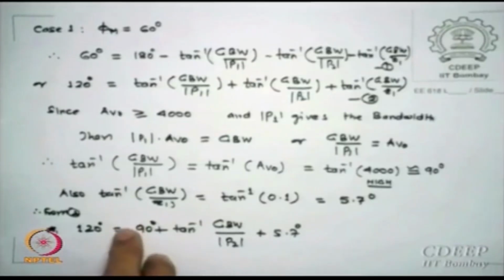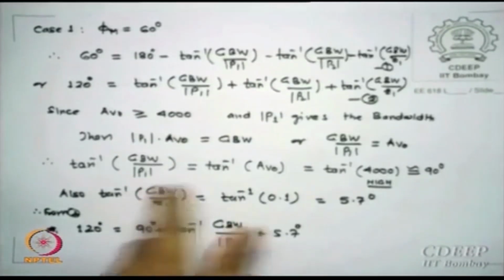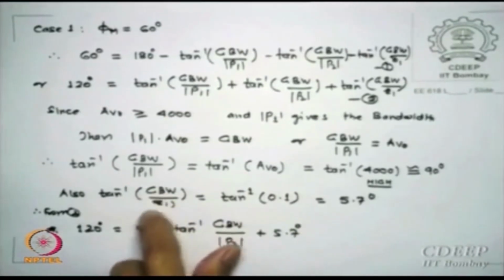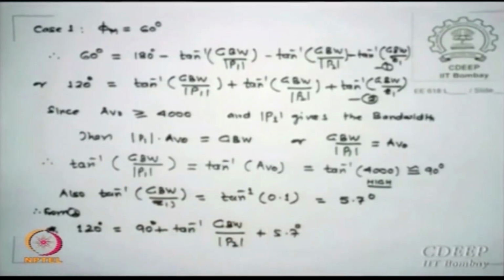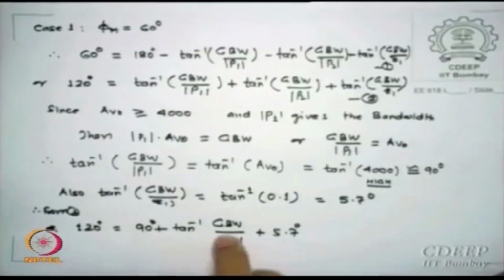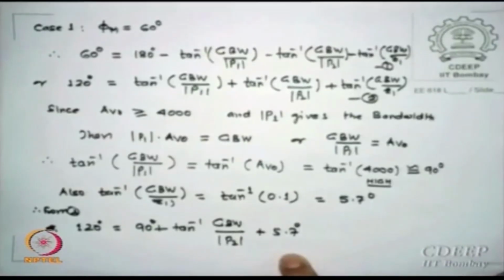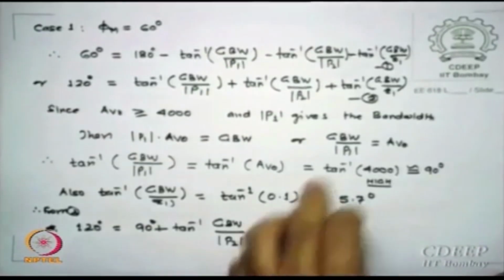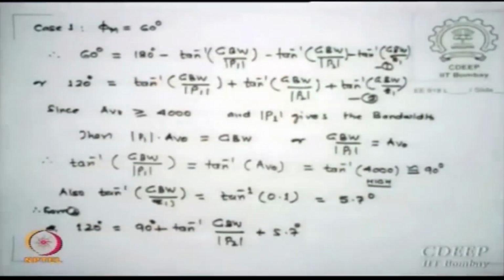So now let's say Z is chosen as 10 times the gain bandwidth. If I choose that, then tan inverse of this by this is tan inverse 0.1, which is 5.7 degree by my calculator. Hopefully it is correct. So I got 120 degree is equal to 90 degree plus tan inverse gain bandwidth by P2 plus 5.7. I substituted this and this. So what do I get? Therefore tan inverse GBW by P2 I got now.